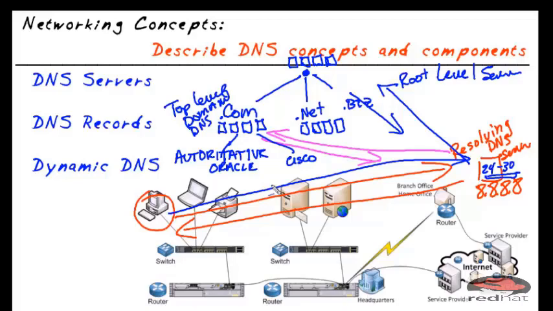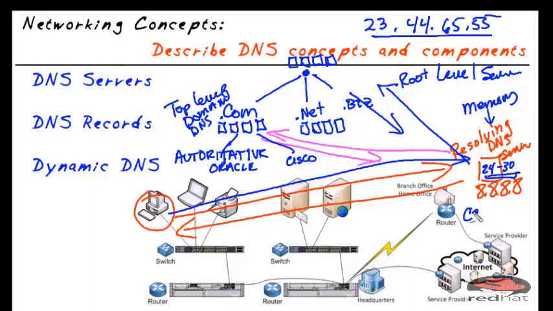Now, in order to avoid that again, this resolving DNS server is going to put the answer for that. And what is the answer? The answer is the IP address for Oracle was, I'm going to write it right here, 23.44.65.55. So that's the answer we got back if we had to do that whole questionnaire process. So we're going to put that information in memory on the resolving DNS server. And that memory they call a cache, C-A-C-H-E. So it goes into cache, a memory space on that resolving DNS server.